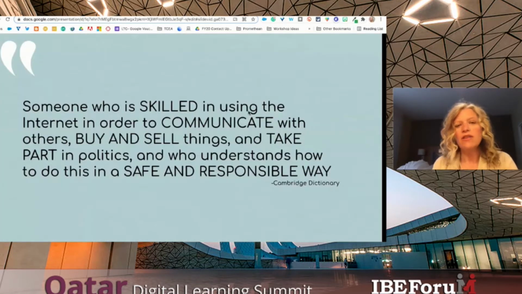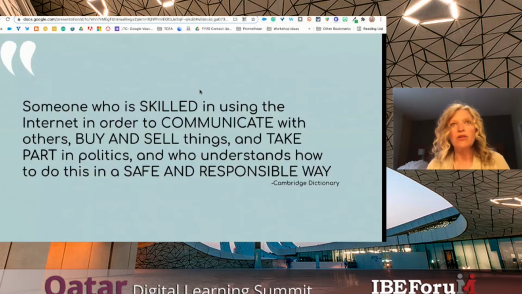This is a definition from Cambridge Dictionary. What they say about digital citizenship is someone who is skilled in using the internet in order to communicate with others, buy and sell things on the internet, and take part in politics on the internet, and someone who understands how to do this in a safe and responsible way.